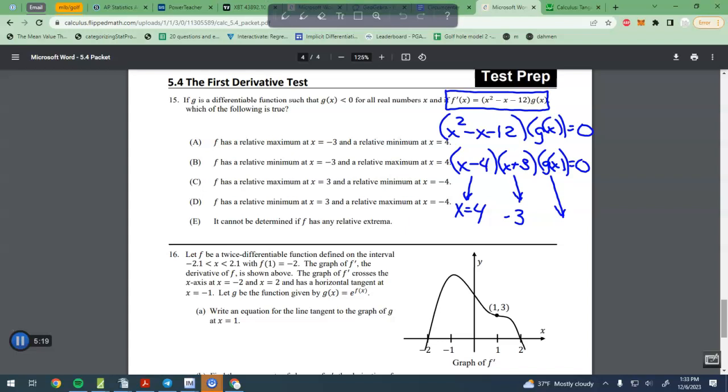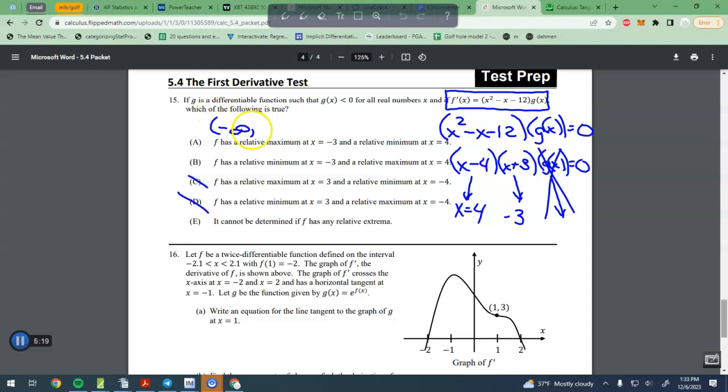So what I'm asking you is, when does g of x equal 0? If g of x is always negative, when does g of x equal 0? Never. So this just doesn't matter. And then I've got something at positive 4 and negative 3. So that's garbage. So it's one of those two. Is it a relative max or a relative min?